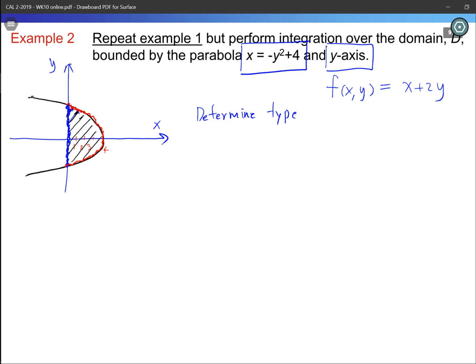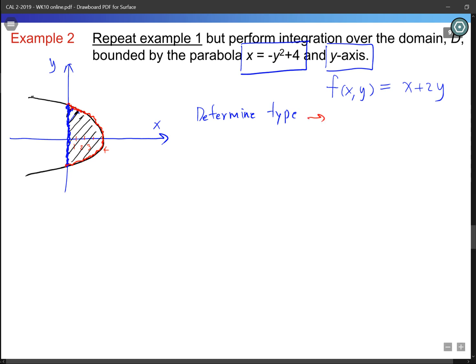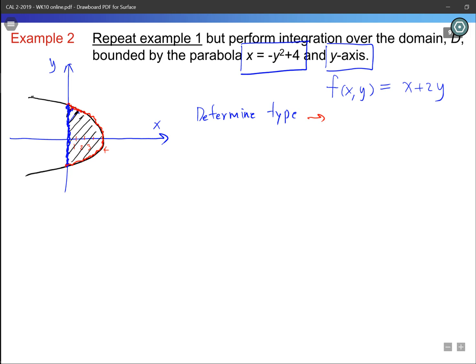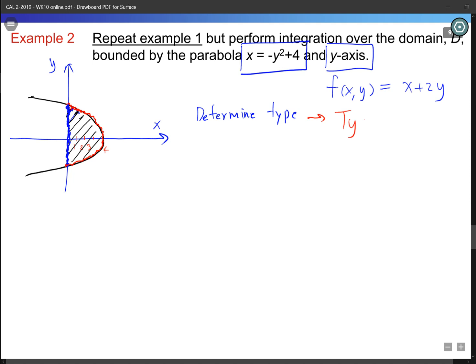So with this in mind, you know this right away. With this graph, you sort of know right away this is type 2. Type 2 means that you need to sweep the x variable first, starting from below here and going up.